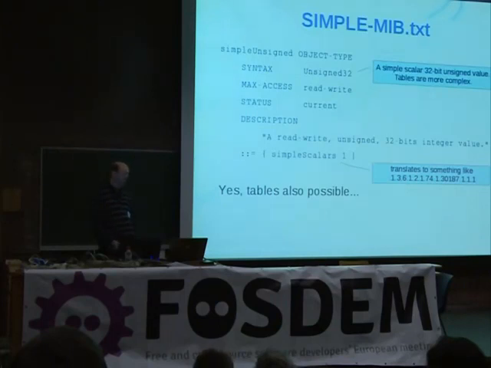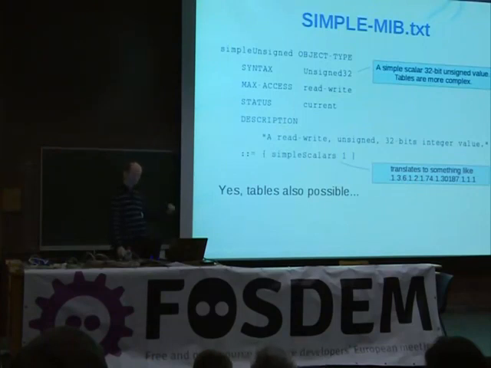This is quite a simple example. It's just an integer value which we want to make available. You can also do tables, but that's way more complex. But it's supported, of course. So if you have a MIB like this, it is merely a declaration. You're just merely constructing a tree of information. You don't have the code yet.